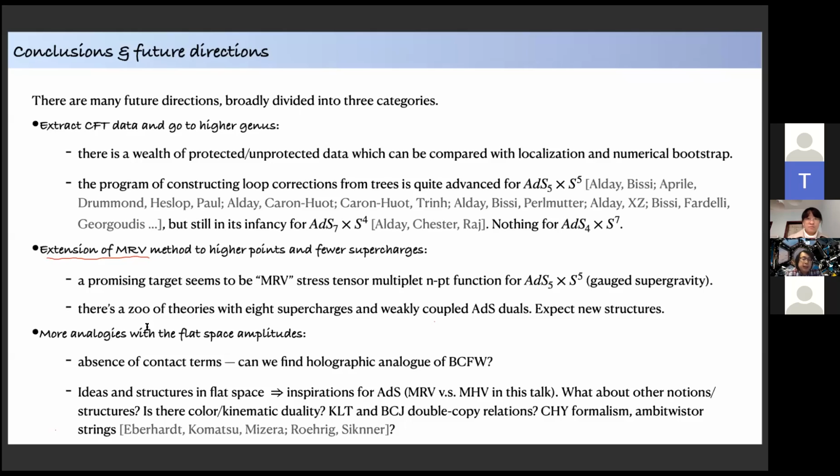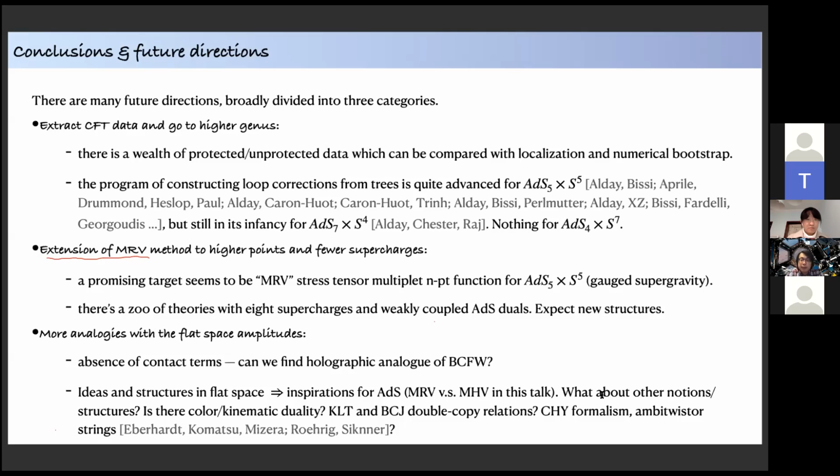The final point is that we should try to explore more analogies with the flat-space amplitudes. So in this talk, we observed a very interesting feature, namely the absence of contact terms. That seems to indicate maybe we will also be able to find an AdS version of BCFW recursion relations. More generally, we can try to take some ideas and structures in flat space and use them as inspiration for what we should look for in AdS. And in today's talk, that would be the similarity between MRV and MHV.